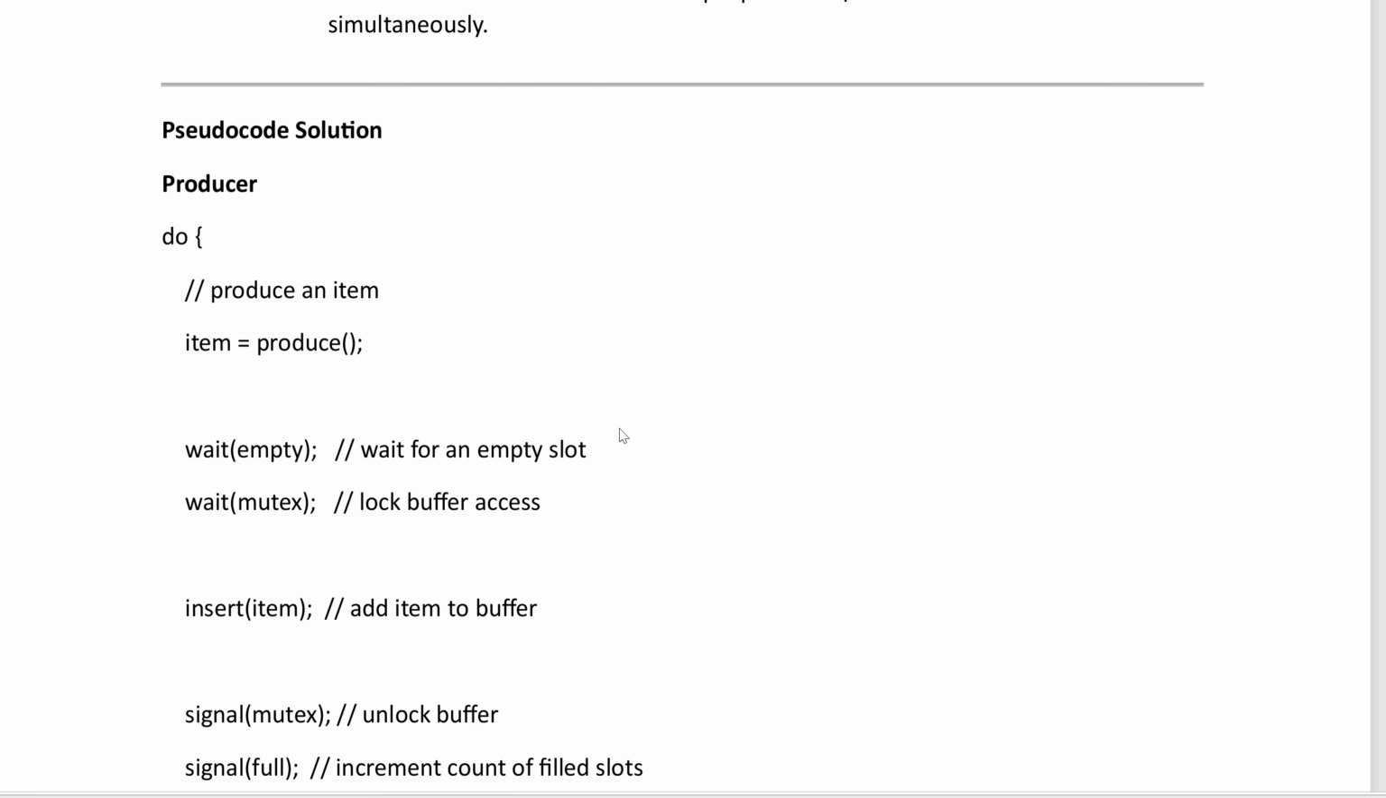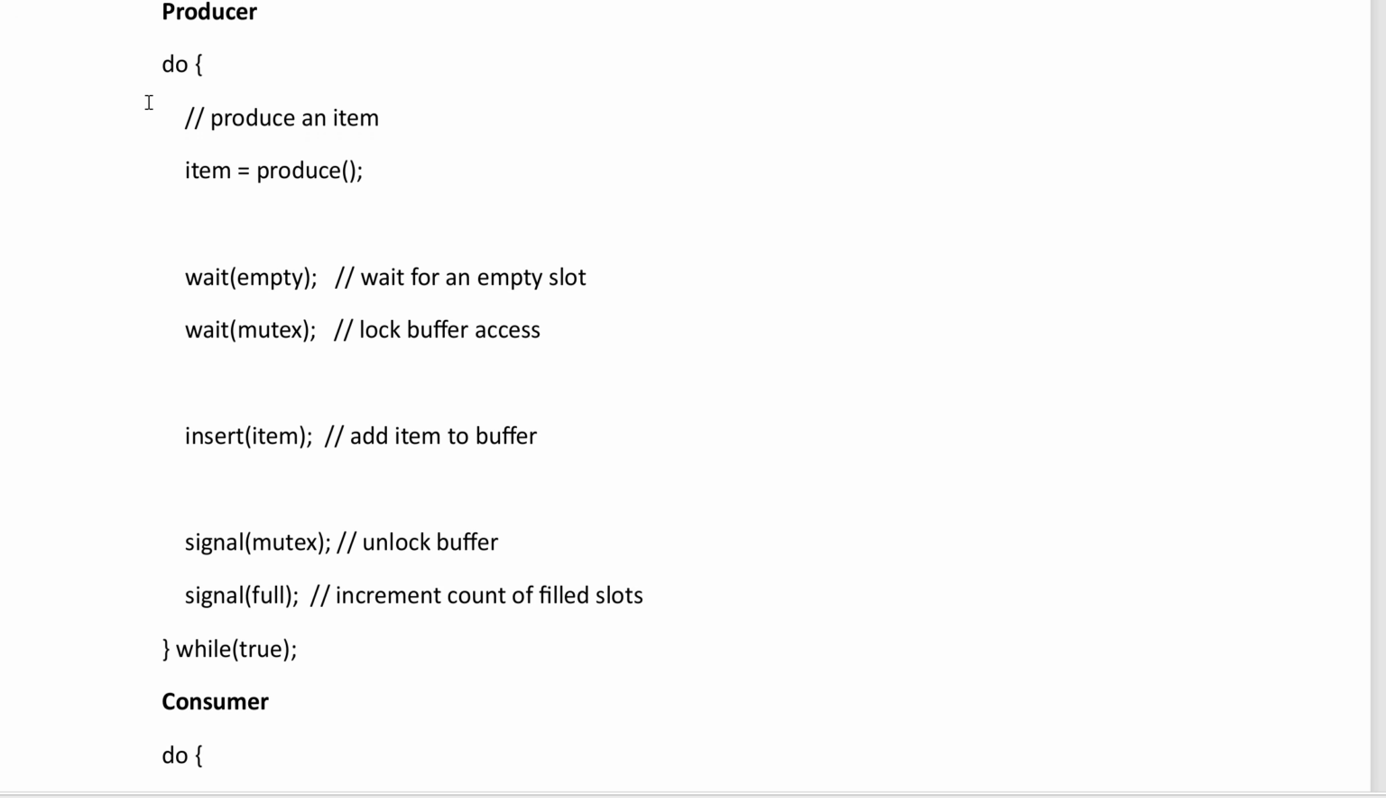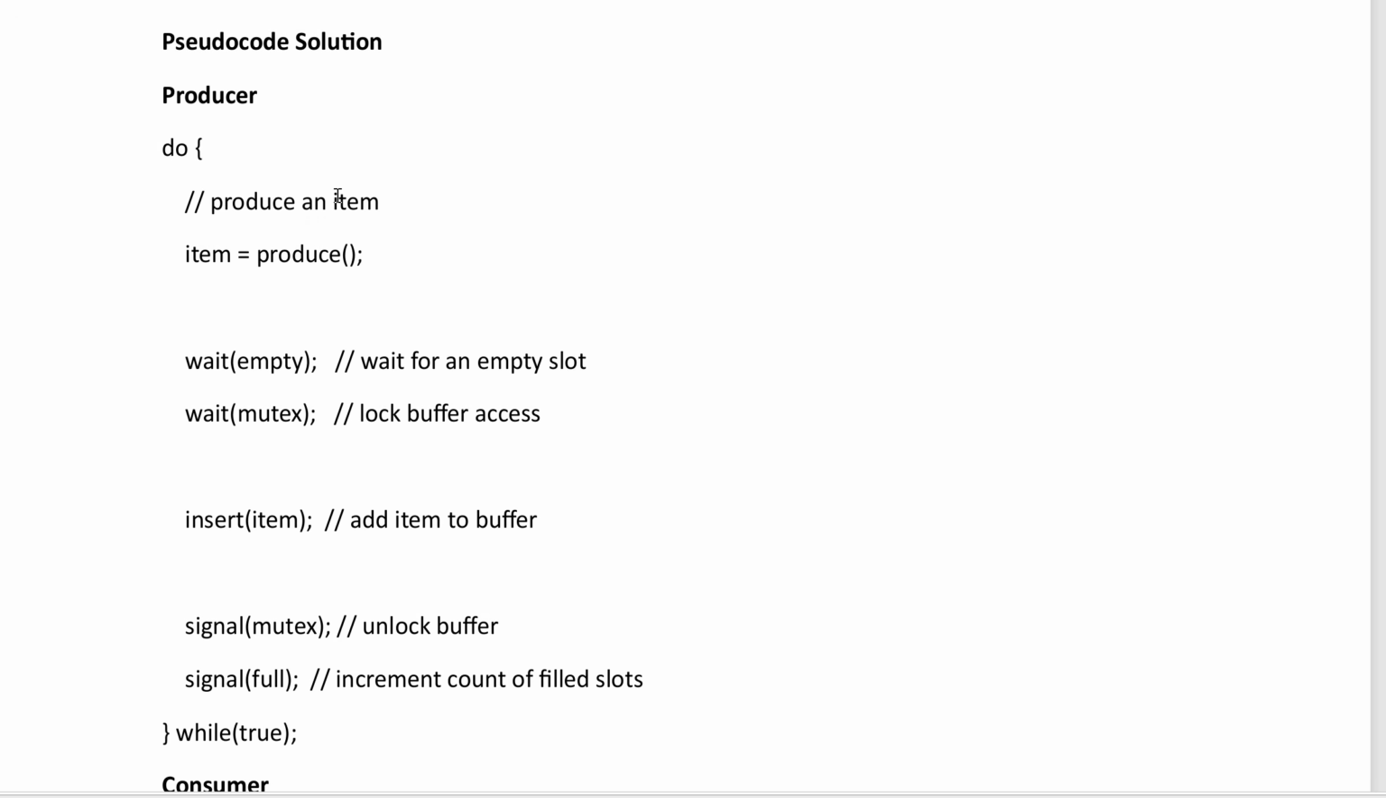This is the pseudocode solution to the producer consumer problem. The producer will produce an item. Now there are two types of operation: one is known as wait, another is known as signal. Wait empty means wait for an empty slot. The producer will wait until some slot becomes empty.